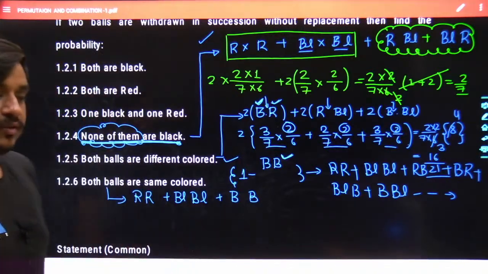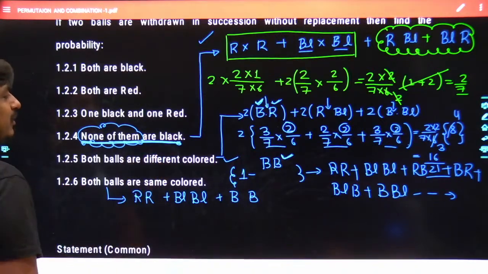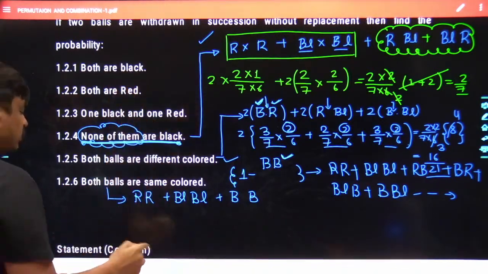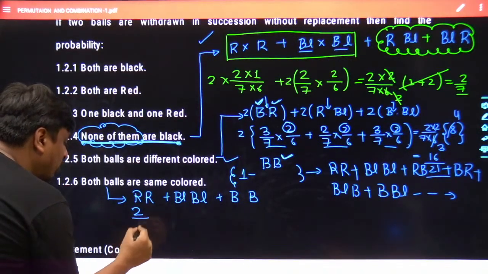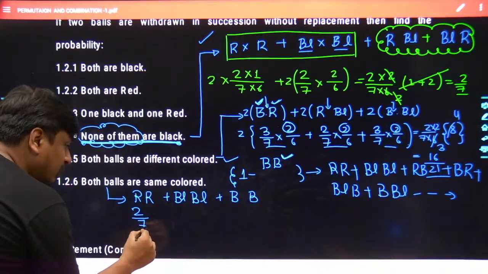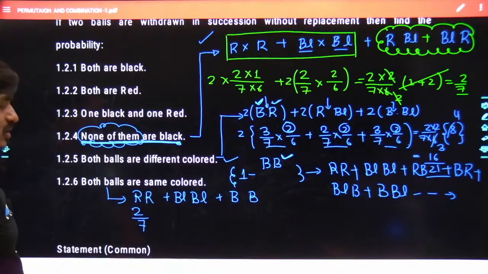May I know what it means by R and R? How many red balls you had, my dear friends? The two red balls you had. So the number of ways the one red ball would be selected out of 7 balls, out of 7 balls the 2 red balls we had: 2C1 divided by 7C1, that's fine, sir.